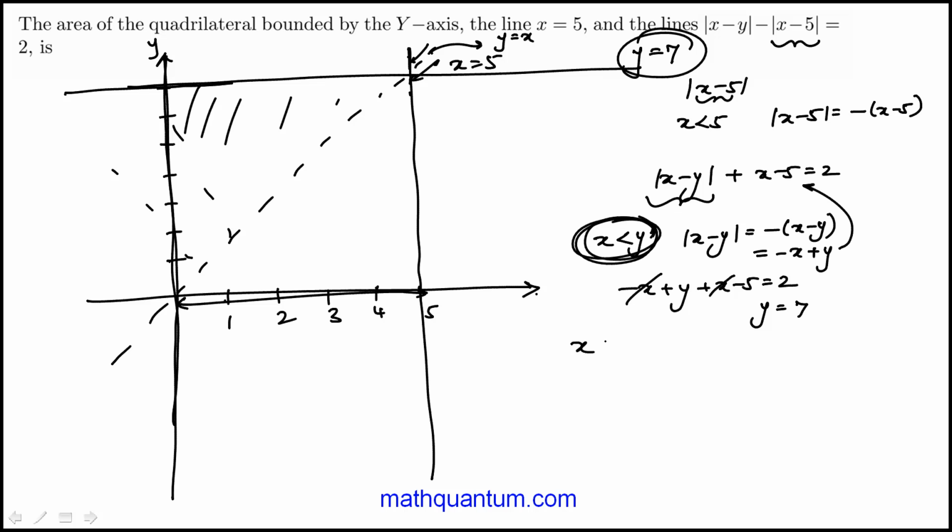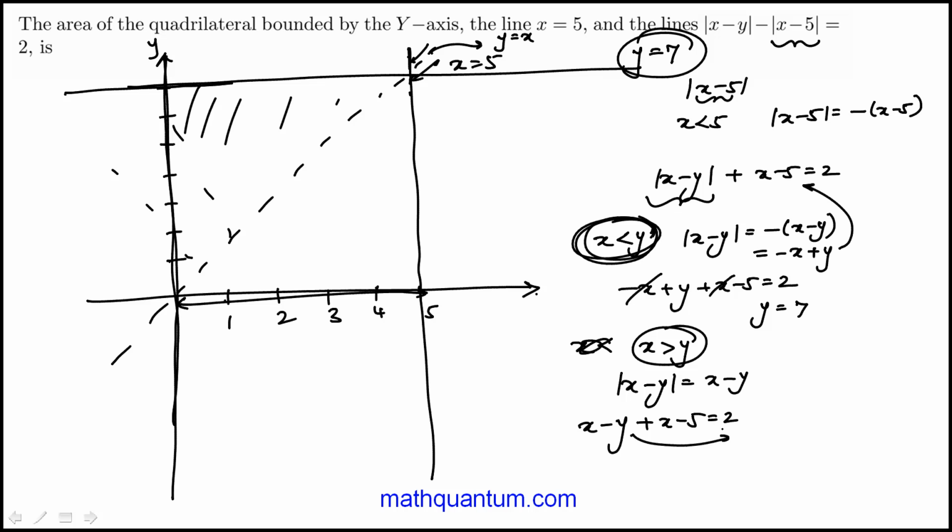Next, we have to consider the case where x is greater than y. In that case, absolute value of x minus y would simply be x minus y. And if you replace that, we end up with this equation. And I'll move the y here, move 2 here, so we'll get 2x minus 7 equal to y.